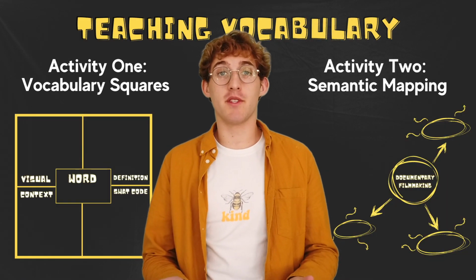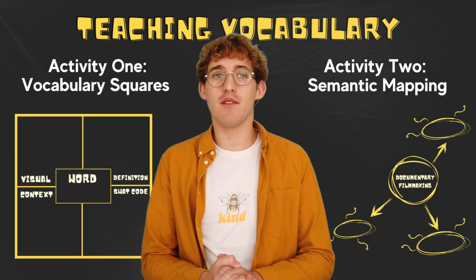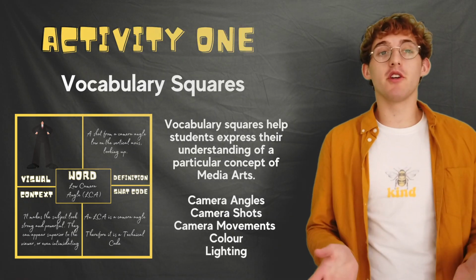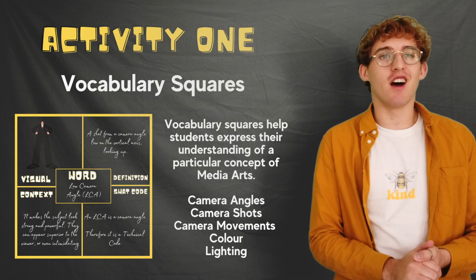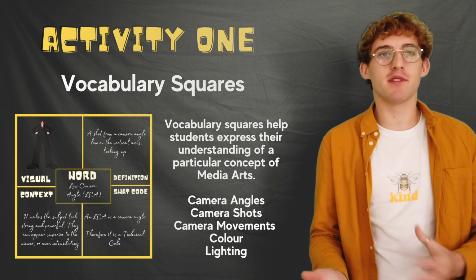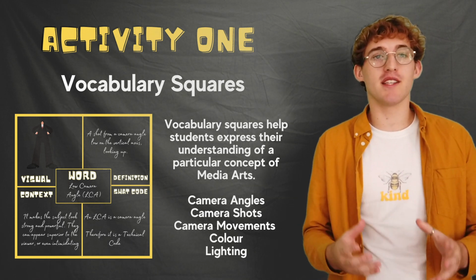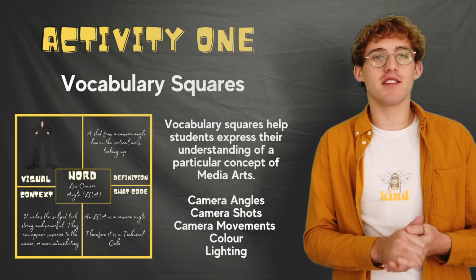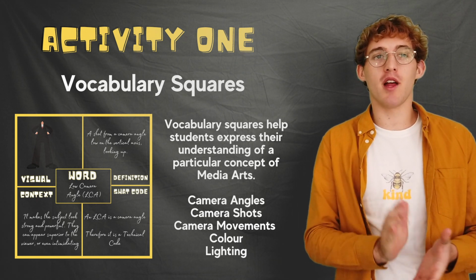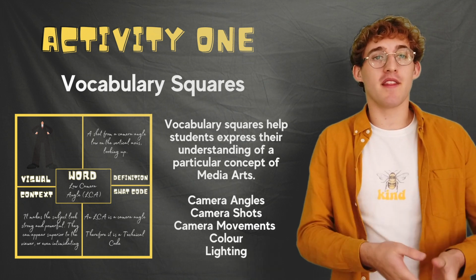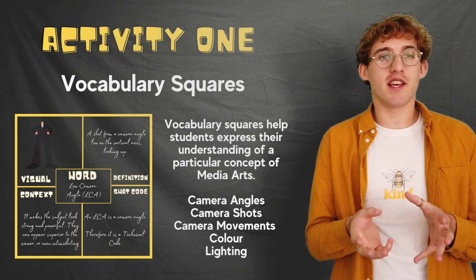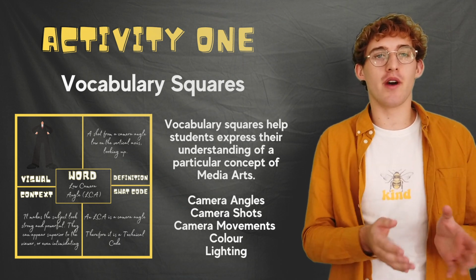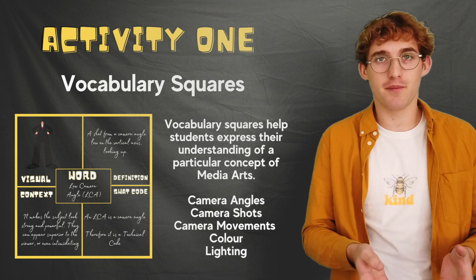When teaching subject-specific vocabulary, the 2 activities I have devised are vocabulary squares and semantic mapping. Because most subject-specific vocabulary for media arts pertains to tangible and visual concepts, vocabulary squares are perfect for visualizing camera angles, camera shots, camera movements, color, and lighting, while understanding the particular context they would have been applied to. Students have the concept, then they have to define it, explain the context in which it would be used, identify which SWOT code it falls under, and draw an example of it from the camera's perspective.